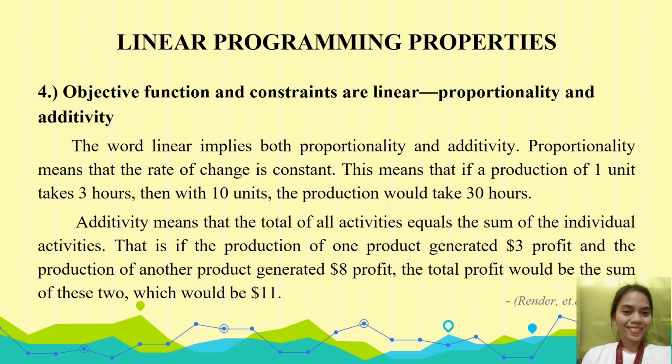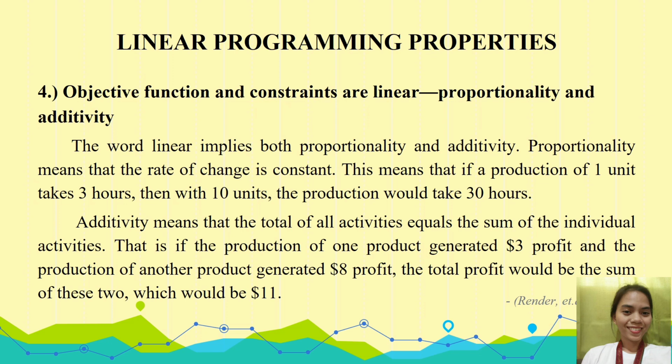Next, objective functions and constraints are linear, proportionality, and additivity. Though written in the book is proportionality and divisibility, I think it should be additivity because divisibility will be explained later in the next slides. So the objective and constraints in linear programming problems must be expressed in terms of linear equations or inequalities. Linear mathematical relationships just mean that all terms used in the objective function and constraints are of the first degree. So the word linear implies both proportionality and additivity.